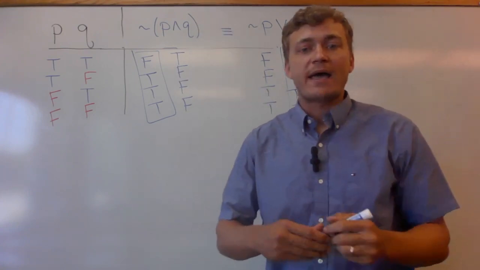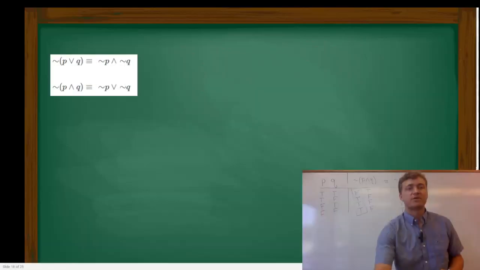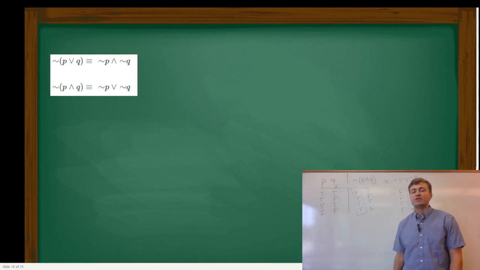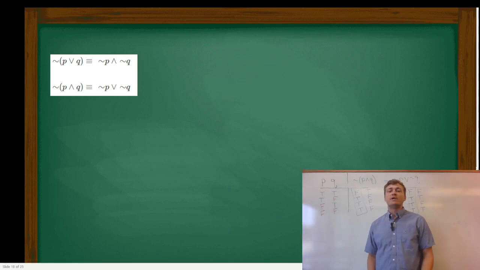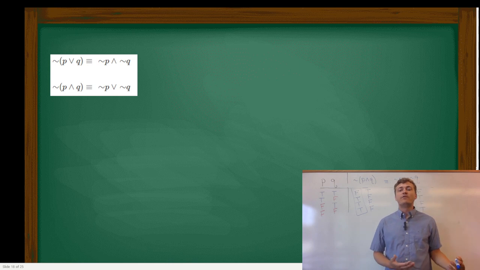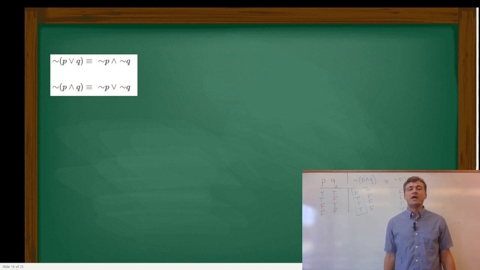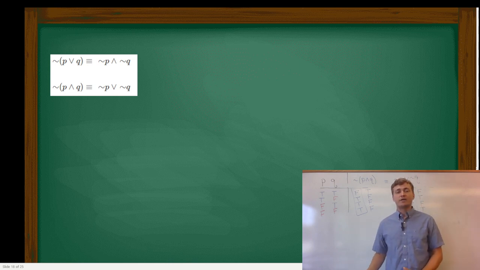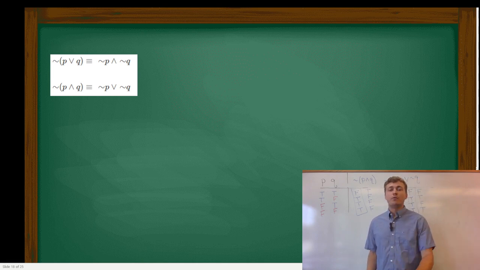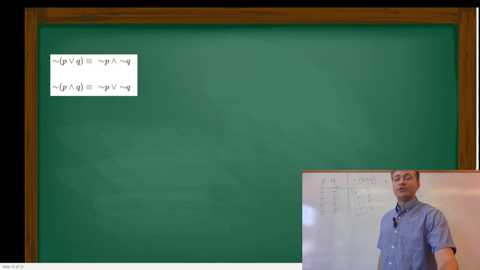So I go back to that previous screen that shows those two statements. These are De Morgan's laws. This is showing that we can distribute a negation over a conjunction or disjunction as long as in our final product, we switch that conjunction to a disjunction or we switch that disjunction to a conjunction.